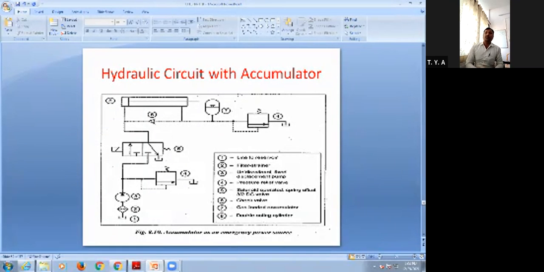It is useful. So for that purpose, we should also know where an accumulator should be used, because we know that an accumulator is just storage of energy. You can call it an emergency power source. It stores the extra fluid, and whenever it is required, you can discharge it from there.